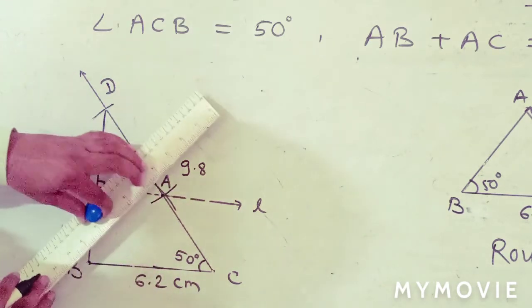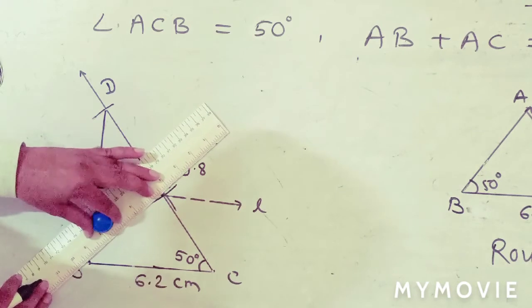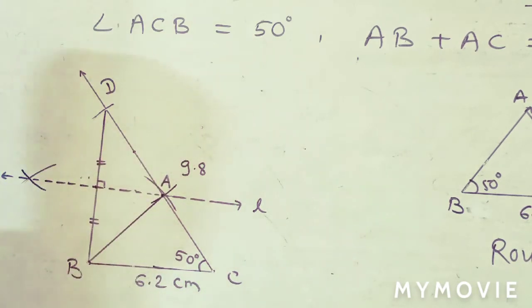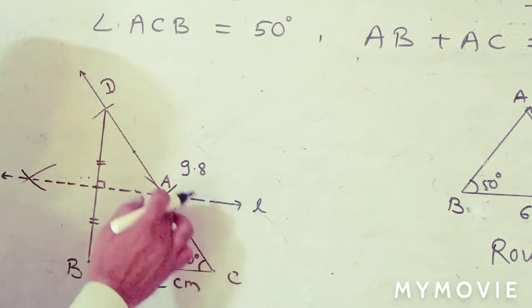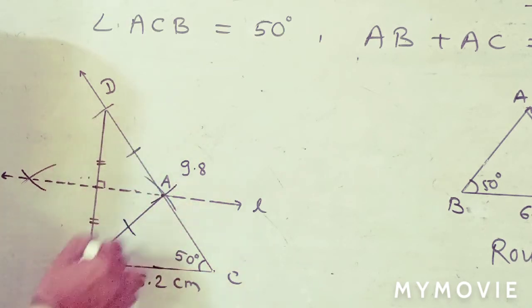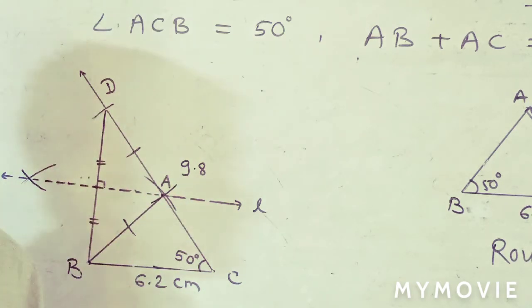And now join AB. After joining AB, we get ABC, the required triangle. Base 6.2, 50 degrees, and here these two sides are equal. AD and AB are equal. This is the required triangle.